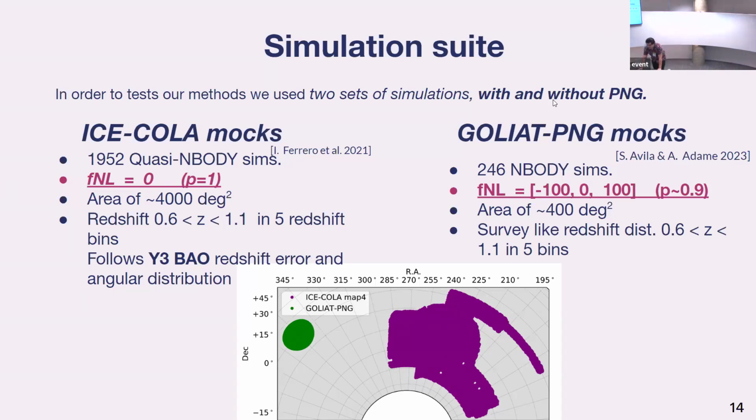And then we also have the Goliath PNG mocks, which are simulations that cover a little bit less area, but they have the particular property that they have fNL of minus 100 and 100 as initial condition. In the plot you can see the difference in area coverage between these simulations and the other simulations, and in green you can see the Goliath PNG simulation. So this will be used to validate the pipeline.